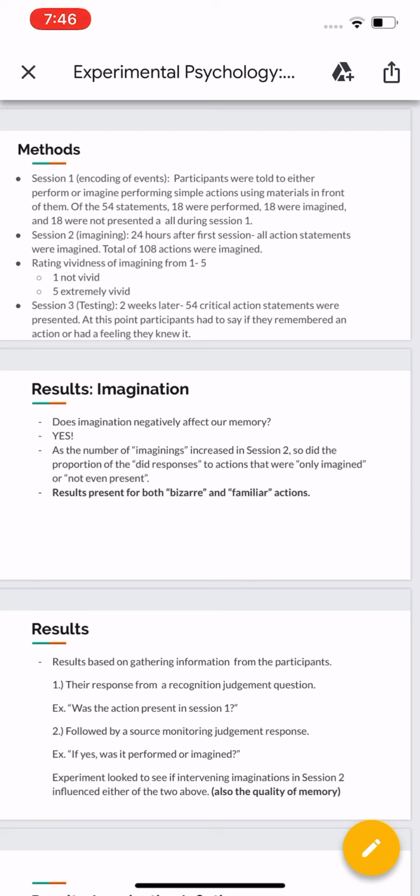All of the 54 critical action statements were presented in a fixed random order. Participants were instructed to complete the source monitoring task, and they were asked to indicate whether they remembered an action or whether they had a feeling they knew it.